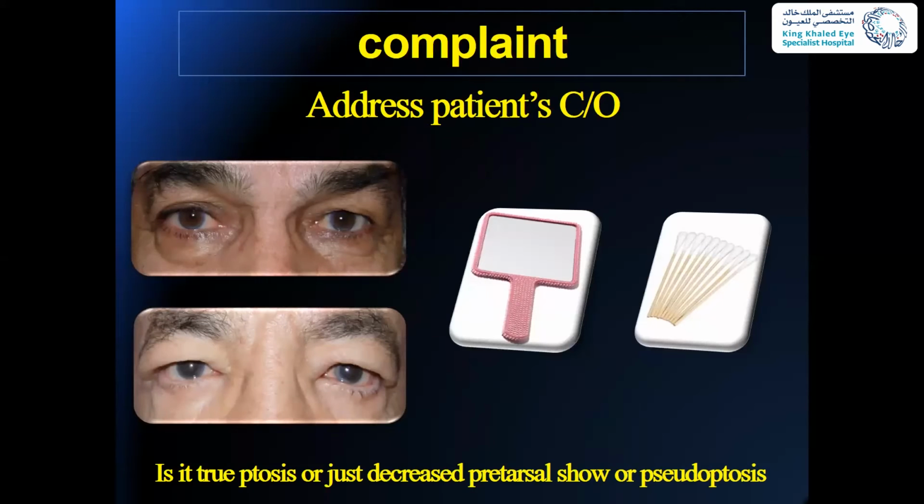So what we should do in the clinic, we have to address patient's complaint. So it is recommended to get a mirror and Q-tips and ask the patient exactly what she is complaining of. For instance, this patient, she's complaining of ptosis. However, the actual issue here is the hooding of the skin, but the palpebral fissure height is comparable to the other side. Dermatochalesis here can be bilateral, and patient is also complaining of ptosis.